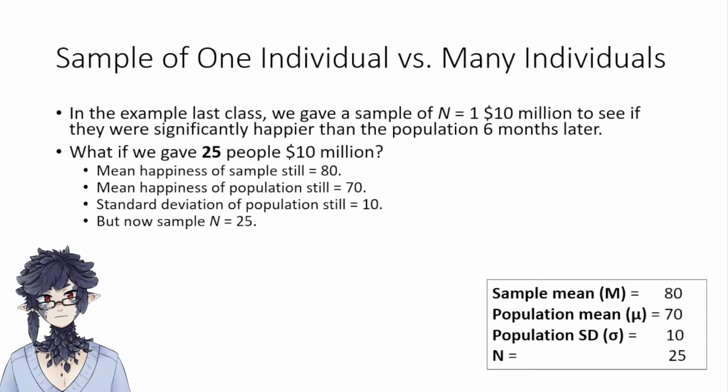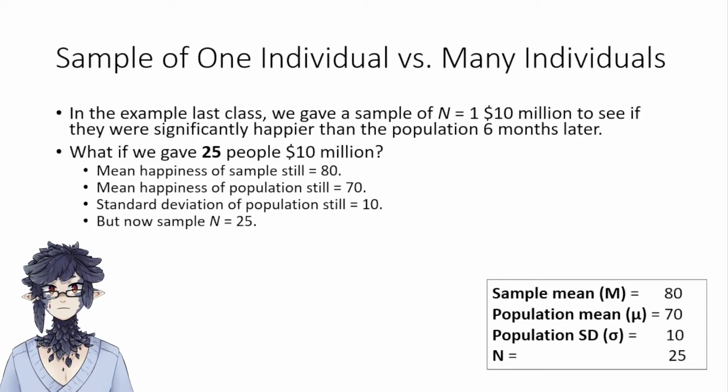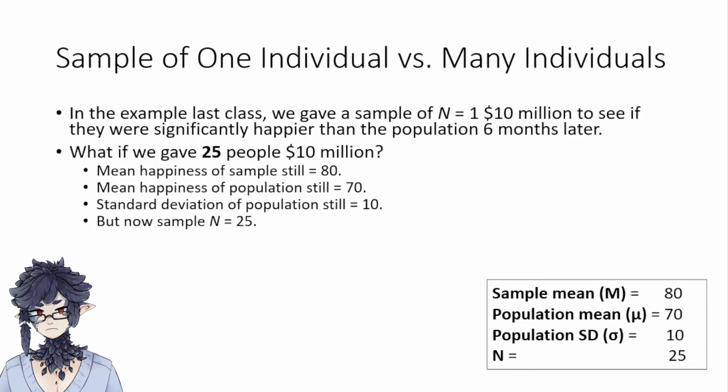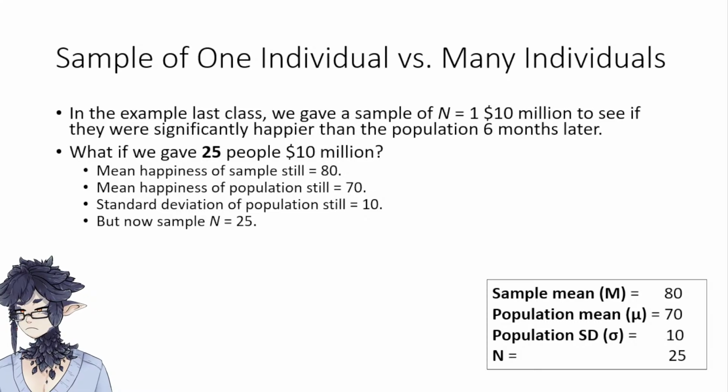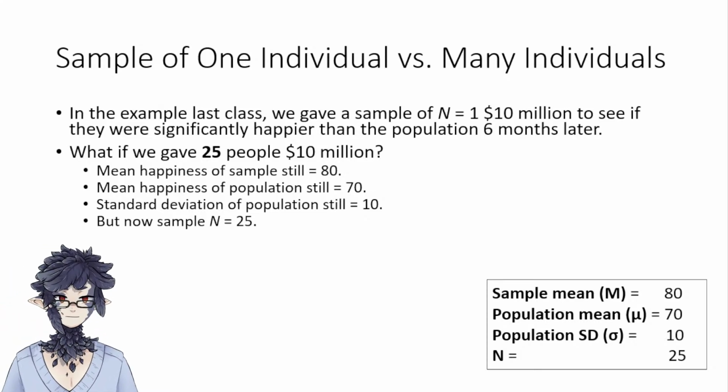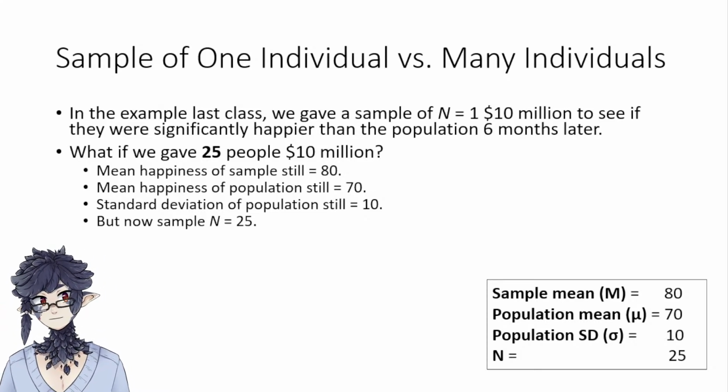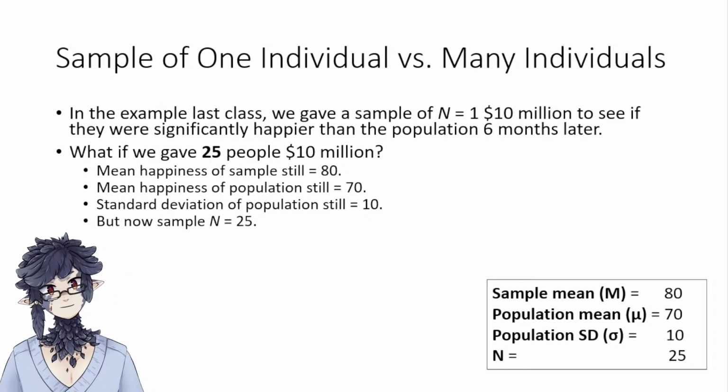Anyway, okay, so this time, rather than just having one person, we are bumping the sample up to 25 people. So before, we didn't find that $10 million made this one person happier 6 months down the line, but what if we increase our sample size?